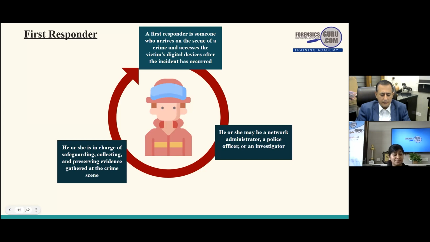So nowadays police are also taking training for evidence collection, whenever it is required, depending on the situation. Police people also go to the crime scene and they collect evidence from the crime scene. They take proper training for that.